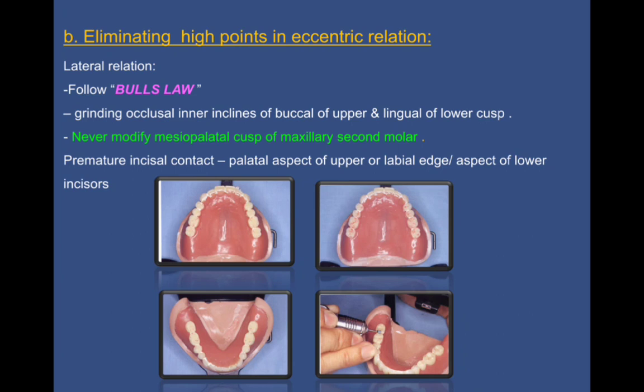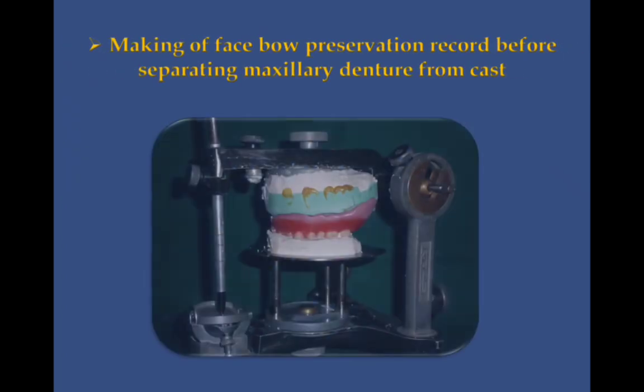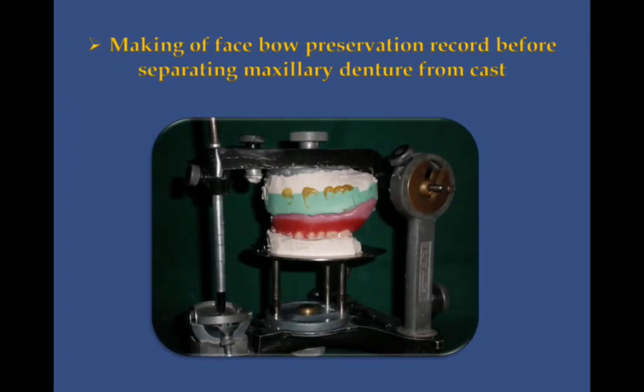And premature incisal contact, the palatal aspect of the upper or labial edges and lower aspect of the incisor needs to be taken care of when you are eliminating during the protrusive relation.